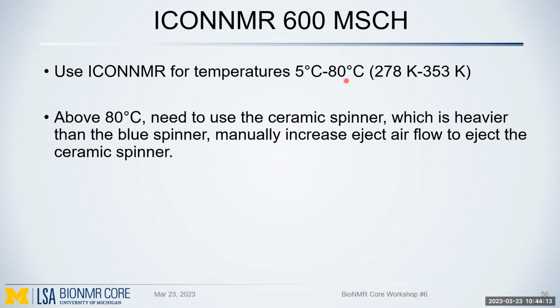But if you're going higher than 80 degrees Celsius, we need to change to the ceramic spinner. This spinner is much heavier than the blue spinner, so we have to manually adjust the ejection airflow to eject the ceramic spinner. This is not very convenient to do under Icon NMR. So if you're going higher than 80 degrees Celsius, we will do it manually, and in this range, we'll do it in Icon NMR. The 600 and 800 in the Temp 47 may have a different setup, so you need to consult with Deb to see if you can do that through Icon NMR.